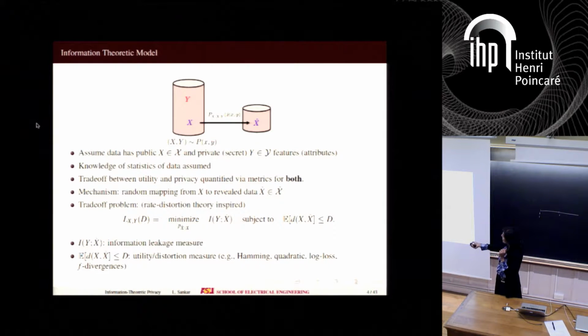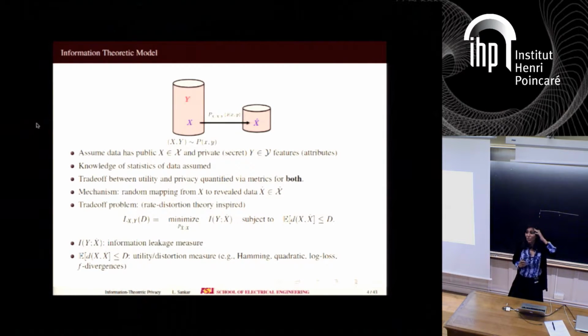And so the goal here is to say, let's take mutual information as the metric for leakage of the private data from what's revealed, X hat, so the mutual information between Y and X hat, subject to a constraint on utility, which we measure through distortion. How much is your data different from what it was? How much is X hat different from X? And everything is on average because we assume we know source statistics, okay? Common utility metrics could be Hamming, quadratic, log loss, as in learning examples, and the broad class of F divergences.